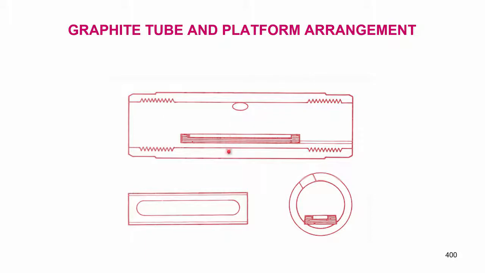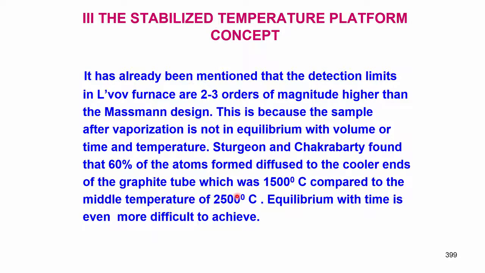If I do not put the graphite platform, I will be putting it on the tube, and then the tube will be heated more here and less here at the edges. So, this problem is avoided because this platform is uniformly heated, because it is in contact only with the sides of the graphite tube. Okay. So, this is how the inserted graphite platform looks, so that the sample can be put here, and this temperature is more uniform. So, it is called the stabilized temperature platform furnace concept, STPF.